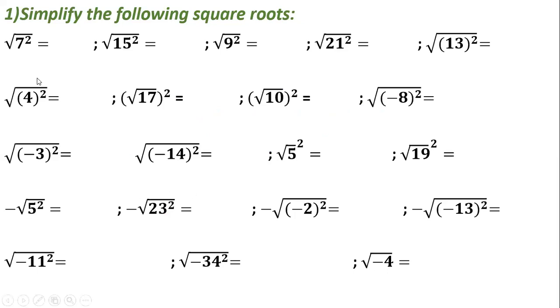Now I have radical 7 squared. To simplify radical 7 squared, since I have a square inside, the square cancels the radical, and it comes out as 7. Radical 15 squared, also the square cancels the radical, the answer is 15. Radical 9 squared, the square cancels the radical, it comes out as 9, so the root is 9. Radical 21 squared, the square inside the radical cancels the radical, so the root is 21.